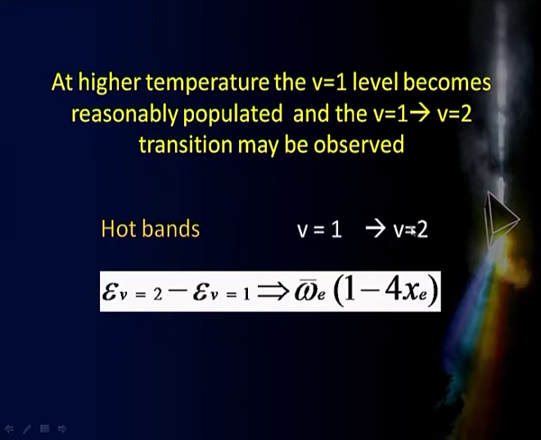And such a transition will be located at, if we just do the same exercise, E V is equal to 2 minus E V is equal to 1. If I do that, I find it is located at omega e minus 4 x e. Such bands which are observed at higher temperature are called hot bands. This is a very important observation, because this is something which we need to know of.